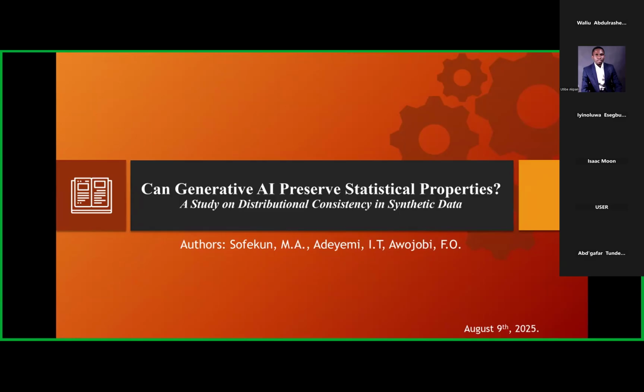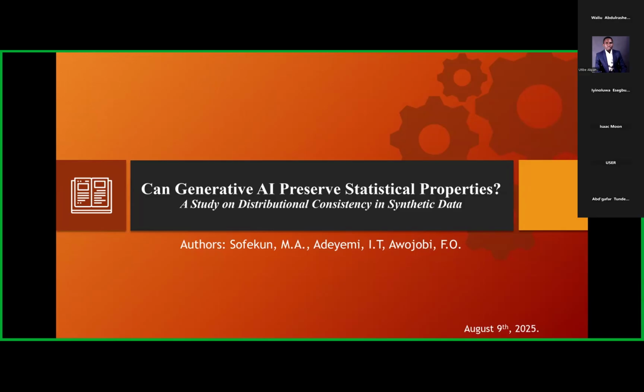Good morning and good afternoon once again. My name is Moyosore Shofekun, and I'll be presenting on the topic: Can generative AI preserve statistical properties? A study on distributional consistency in synthetic data, from the Department of Statistics, Federal University of Agriculture, Abeokuta. We'll be talking on this research topic because it is important to note if a generative adversarial network can actually preserve statistical properties of the real data they are meant to mimic.